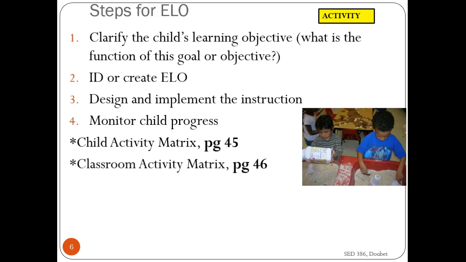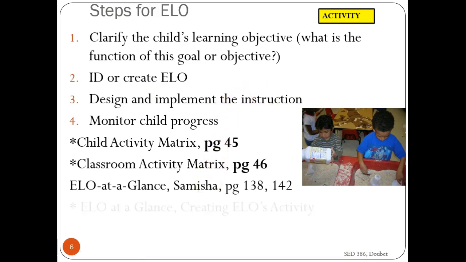The next page is filled out for you as a classroom example, because you probably will have more than one child that you have an embedded learning opportunity for. So you want to map that out. So those are examples. Again, you've got examples of Samisha in this chapter, in chapter 6.